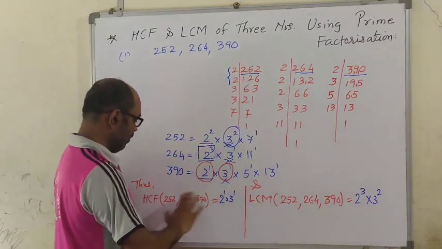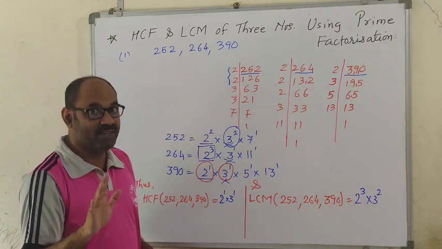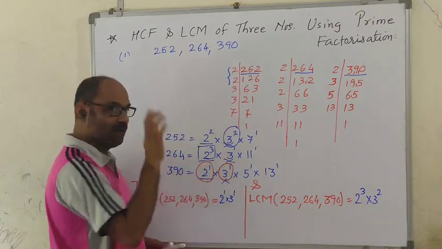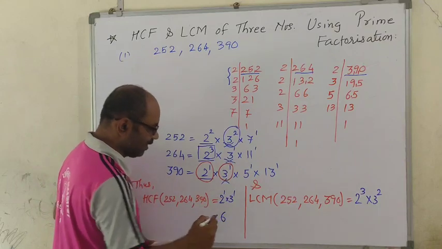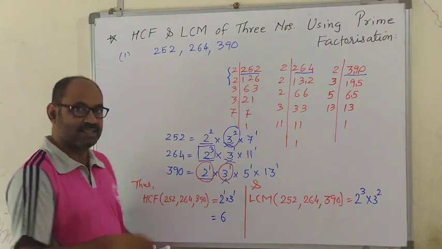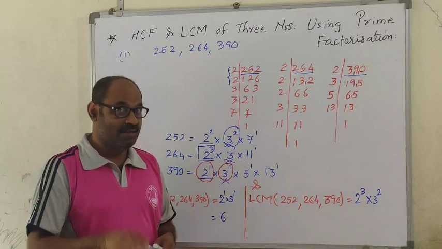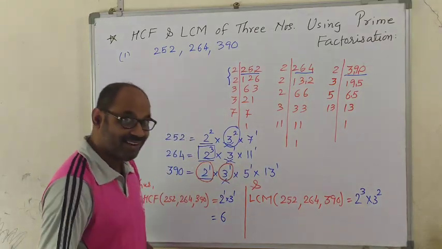Well, now HCF is over, because whatever was common we took. So 2 into 3 is 6. So the HCF of these three numbers is 6. But to find LCM, we still have to go a long way. Let's go.